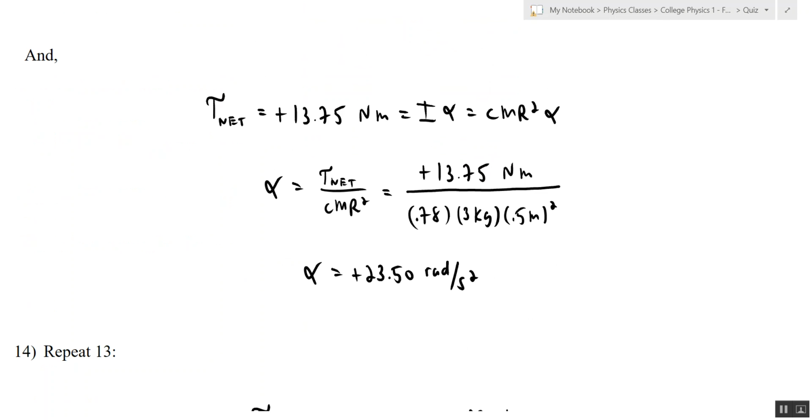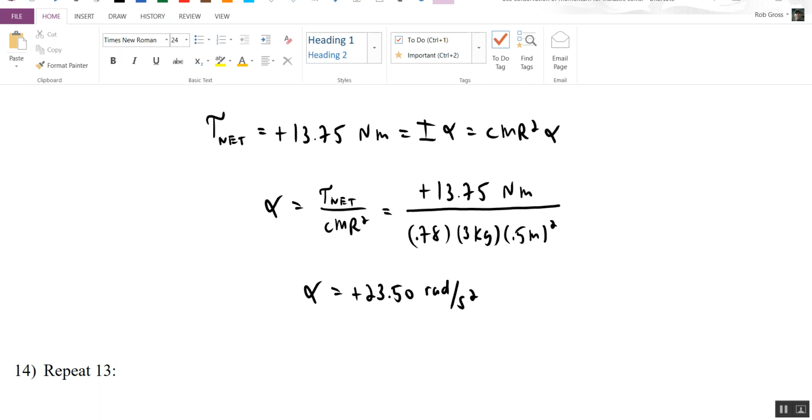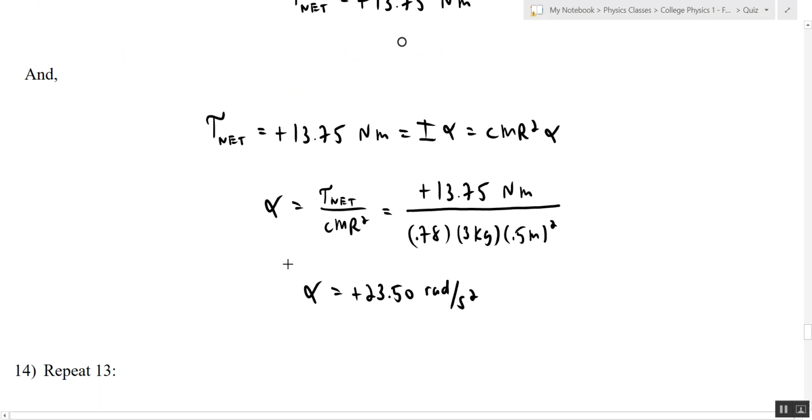And the net torque is equal to the moment of inertia about the center times the angular acceleration about the center. So the moment of inertia about the center is CMR squared, and so you just divide by CMR squared, and that gives you the angular acceleration about the center. Meaning it's going to cause the disk to spin, right? Because the angular acceleration isn't 0.